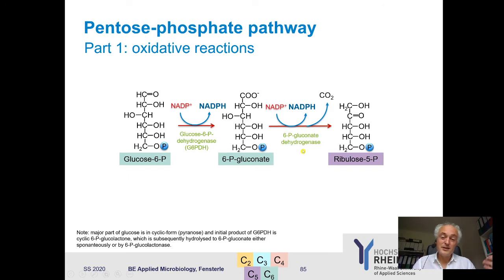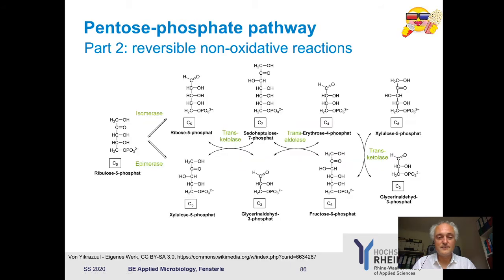Yeah, of course, naming this enzyme is simple. It's a dehydrogenase because it's an oxidative decarboxylation, and the substrate is 6-phosphogluconate. So it's 6-phosphogluconate dehydrogenase. And in the second part, we have a couple of reversible non-oxidative reactions.